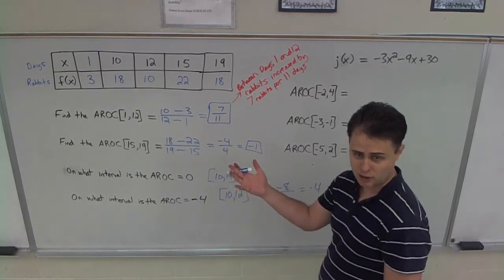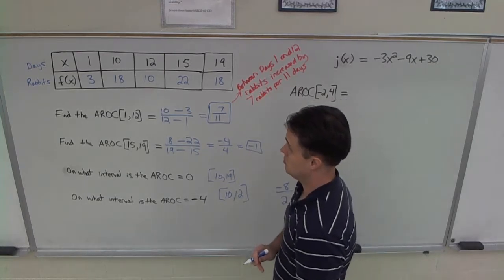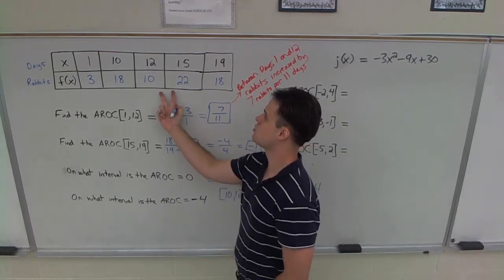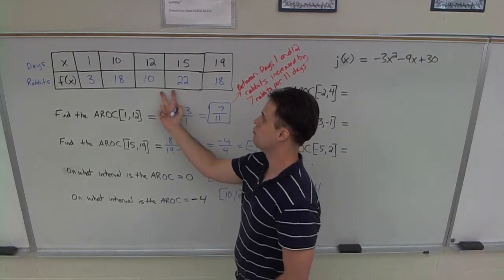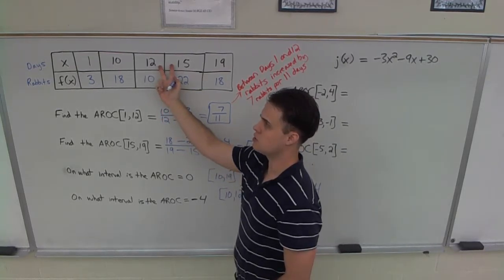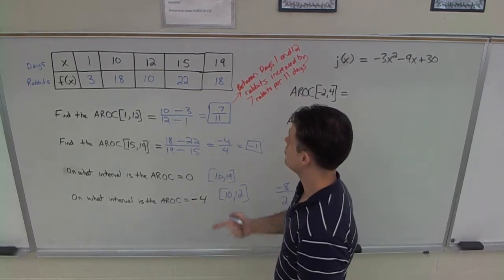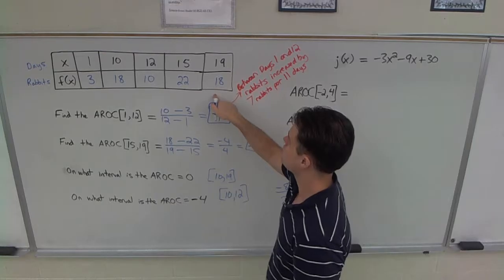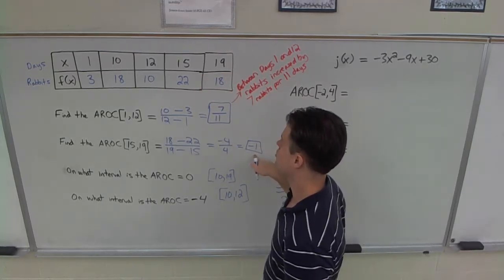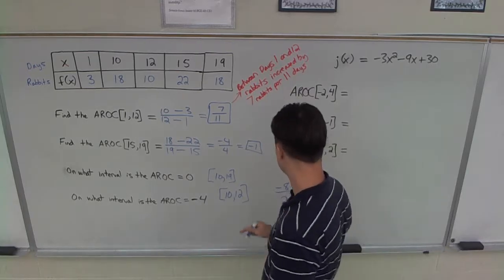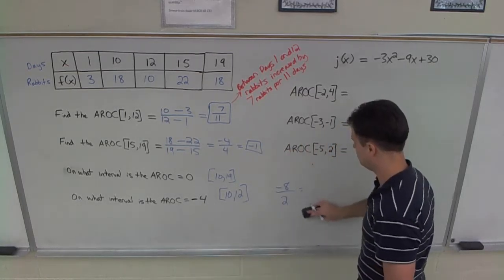Now, is there another spot like that on here? Let's see. There might be. Here to here is gaining 12 for 3 days. That's gaining 4 rabbits every day. That was close. Here to here is losing 4 rabbits in 4 days. That's the one we did right here, so no. I don't think there's any other spot in there that's going to happen. So that's it.